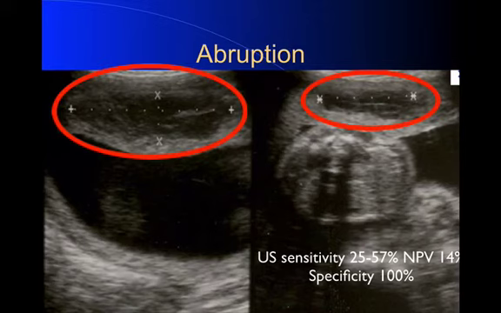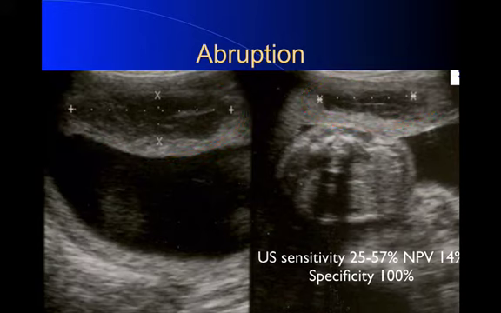Abruption, ultrasound sensitivity is not very good. The negative predictive value is only 14%, and we will see it in 25 to 57% of the time. If we do see it, such as this ultrasound, it is very specific.